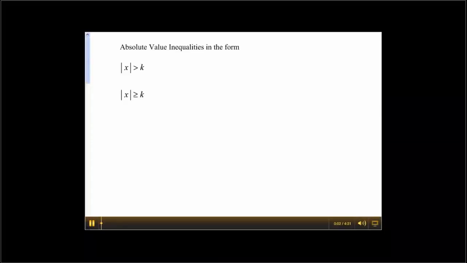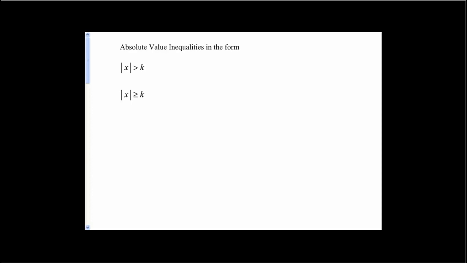Absolute value inequalities in the form absolute value of x is greater than k, absolute value of x is greater than or equal to k. Removing the absolute value bars, the first absolute value inequality will translate to x is greater than k or x is less than negative k. The second one will translate to x is greater than or equal to k or x is less than or equal to negative k.